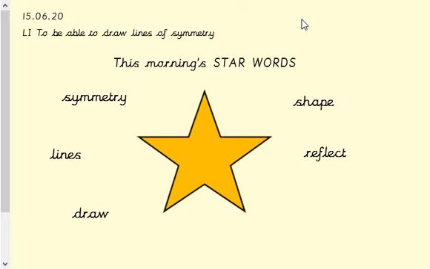Okay, moving into the main part of the lesson today, our learning intention is to be able to draw lines of symmetry. So our star words this morning would be symmetry, lines, draw, shape, or figure would be another word for shape, and reflect.